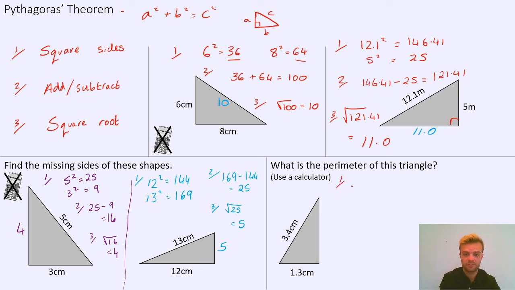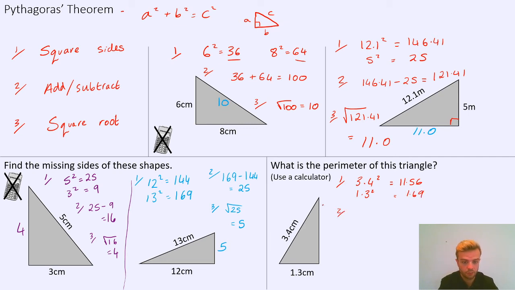Step 1, to find the missing side, we square the sides we've got. So we need 3.4 squared and 1.3 squared. On my calculator, because it's a calculator question, 3.4 squared is 11.56. 1.3 squared is 1.69.